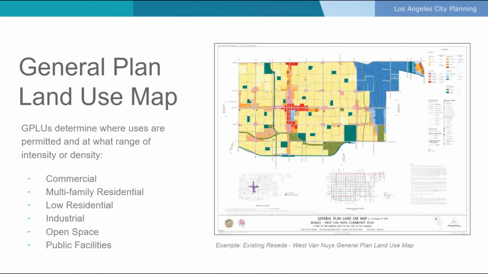General Plan Land Use Designations, or GPLUs, determine where uses are permitted and at what intensity or density. The types of land uses fall into the following categories: commercial, multifamily residential, low residential, industrial, open space, and public facilities. The map at the right shows the current general plan land use designations for the Reseda West Van Nuys Community Plan that is one of the 3 Southwest Valley community plans.